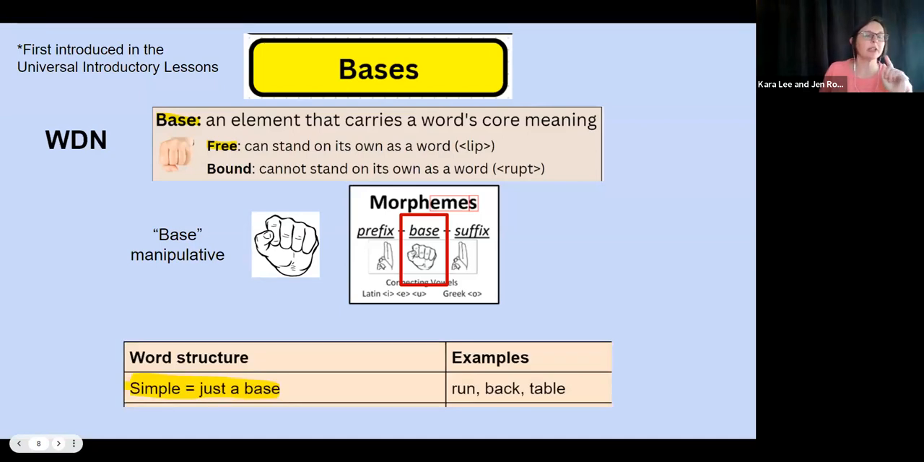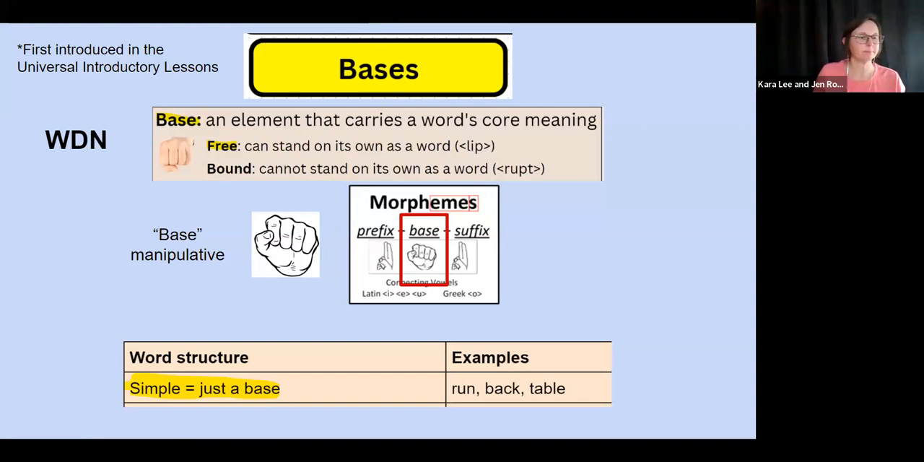And you're going to teach a very important concept, which is that words fall into two categories. Either they're simple or they're complex. When we're talking about written words, they are simple or complex. If they are simple, that simply means it's just a base, like run or back or table. Those are base elements only. There are no prefixes, no suffixes. It's a simple word. Simple does not necessarily mean easy. I don't want you to take that away from that word. It just means that the word is just a base.